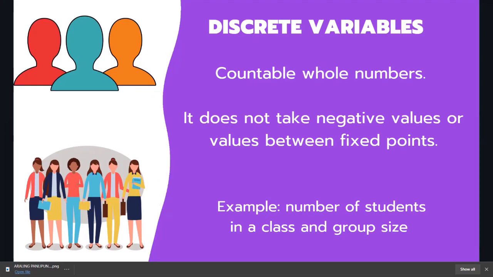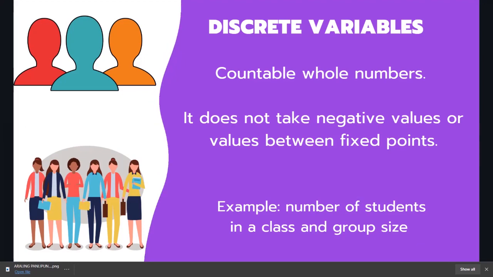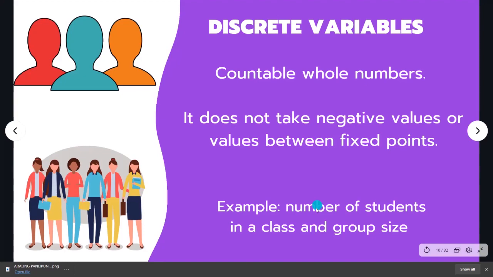Take note that discrete variables are whole numbers because in the given example, we do not have half a student or half a teacher in a school. So, for example, sa number of students, hindi pwedeng 23.5 kasi wala namang kalahating estudyante. Okay, so always remember ang discrete variables ay whole numbers.